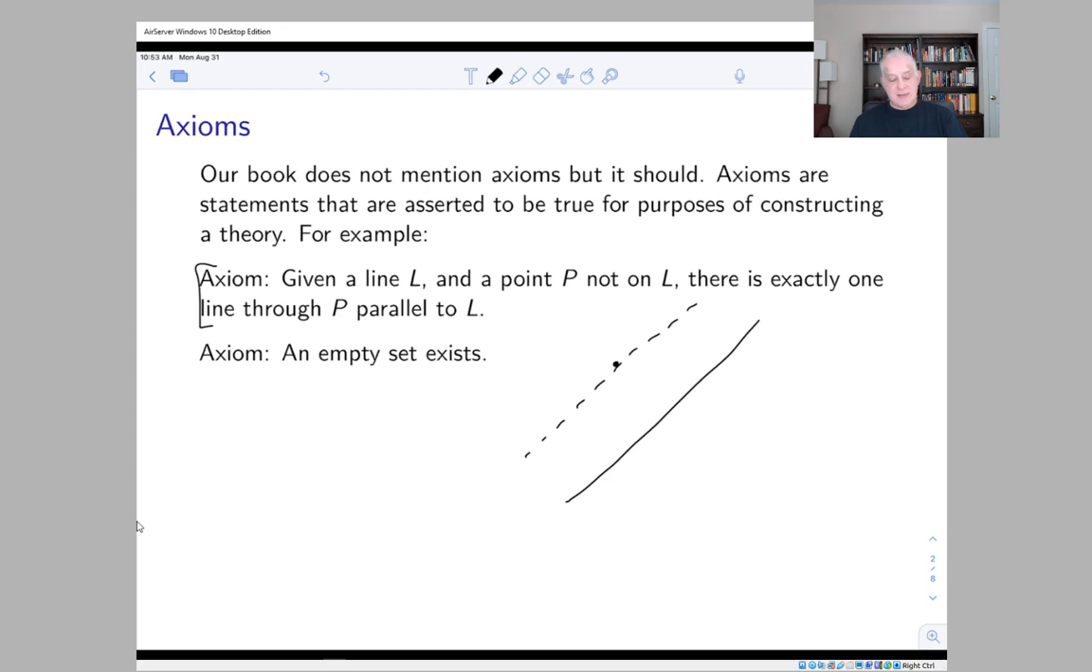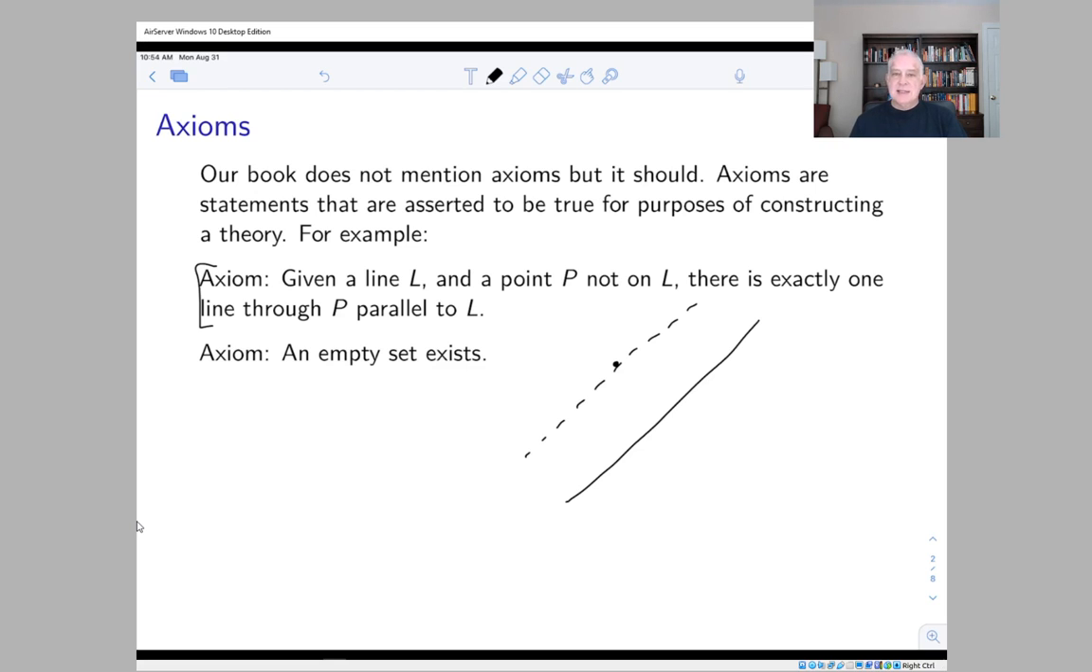Just to give you an example of another axiom not in geometry, remember when we talked about set theory, I mentioned that there is a formal notion of set theory, and there's a collection of axioms called the Zermelo-Fraenkel axioms of set theory, which tell you how you can work with sets. And one of their axioms is that there's an empty set. So they call into being the empty set by an axiom.